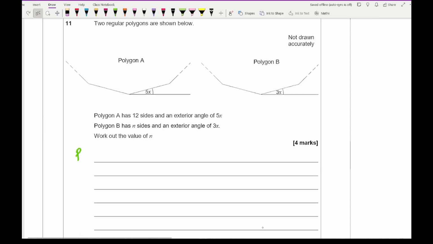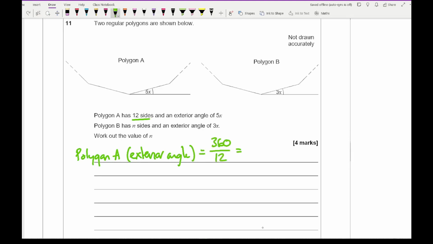So first of all, let's work out what the exterior angle of polygon A is going to equal. Because we know how many sides it's got, 12, it's going to be 360 divided by 12, which gives me an answer of 30 degrees. So that means that 5x equals 30, so x must equal 6 degrees. So then I can work out polygon B.